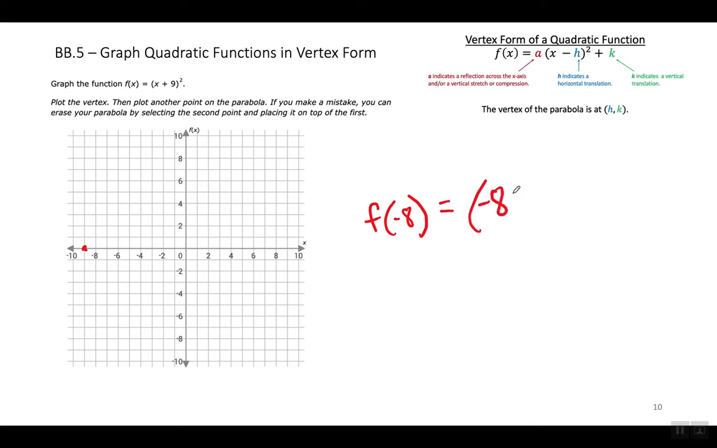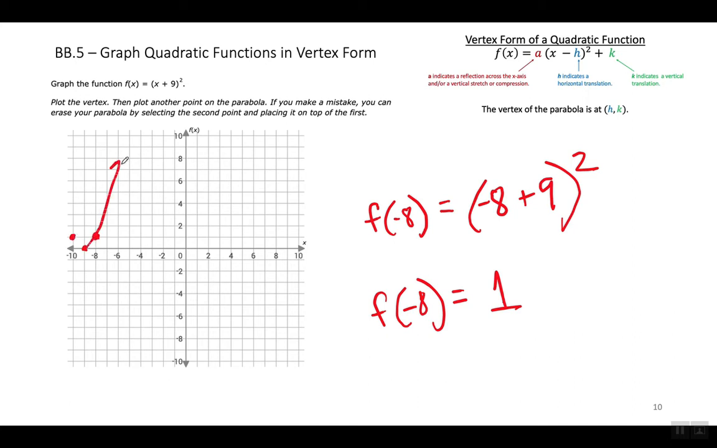So when I substitute negative 8, I'm going to have that. So negative 8 plus 9 is positive 1, and 1 to the second power is 1. So when x is negative 8, y is positive 1. And I can put it on both sides of the vertex. And there's my parabola.